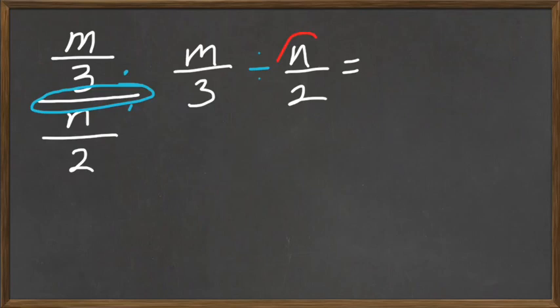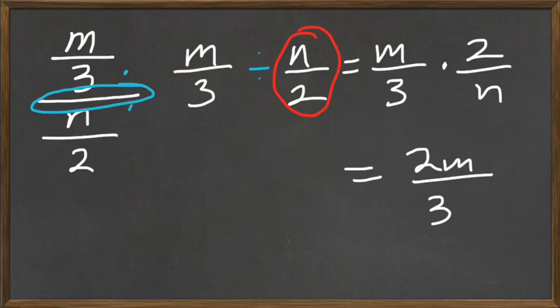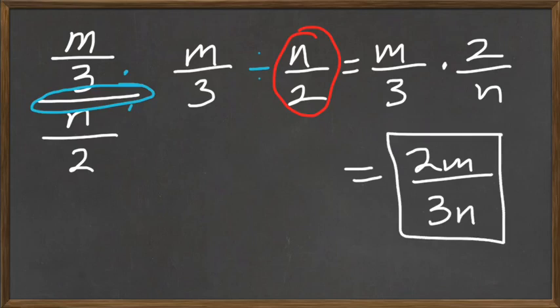And again, we take that second fraction and flip and multiply right as the reciprocal. M over 3 times 2 over n. And there's nothing really to cancel here, so we just go ahead and multiply them out. M times 2, we get 2m. And 3 times n, we get 3n. And that's our simplified version of this complex fraction.